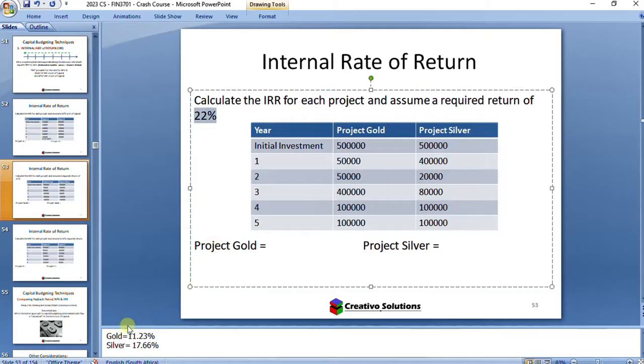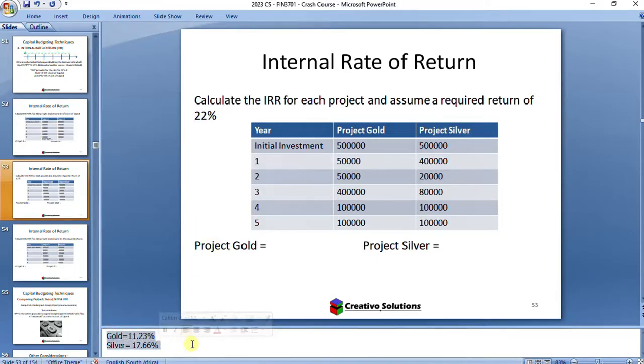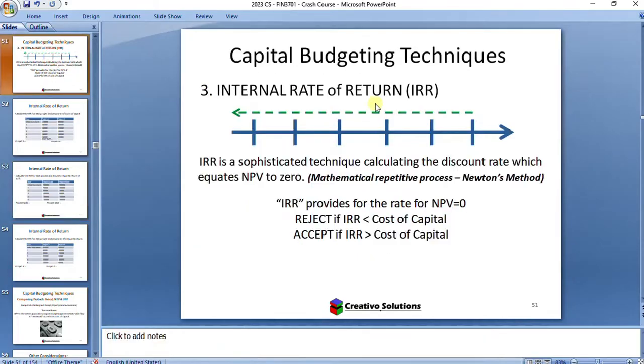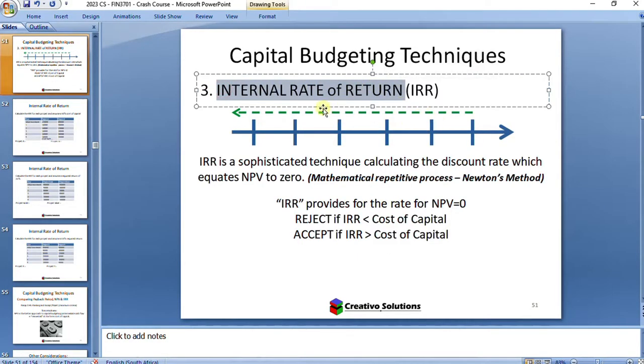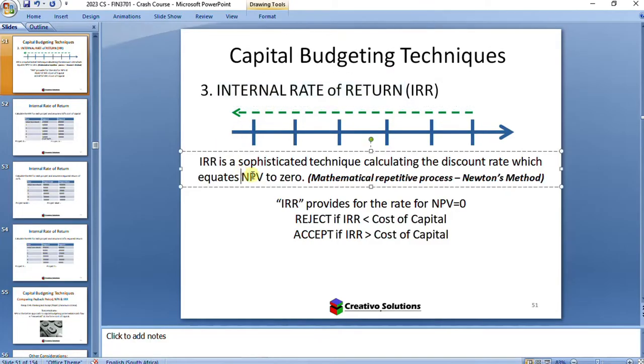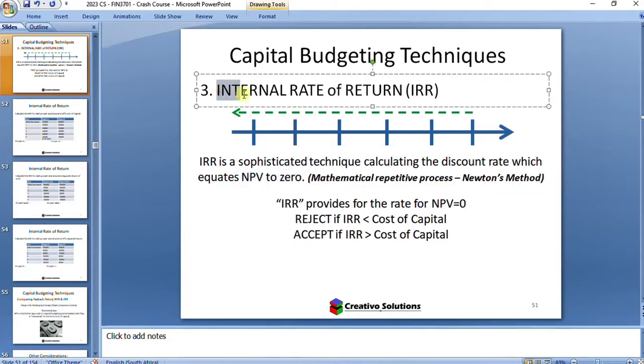So when looking at gold and silver, what did we work out? We worked out the IRR, internal rate of return. What does that mean? Let's go back to the slide here. Internal rate of return gives me a rate representing those future cash flows discounted back in time to get an NPV of 0. Internal meaning those cash flows, what rate are they providing us when I have an initial investment?